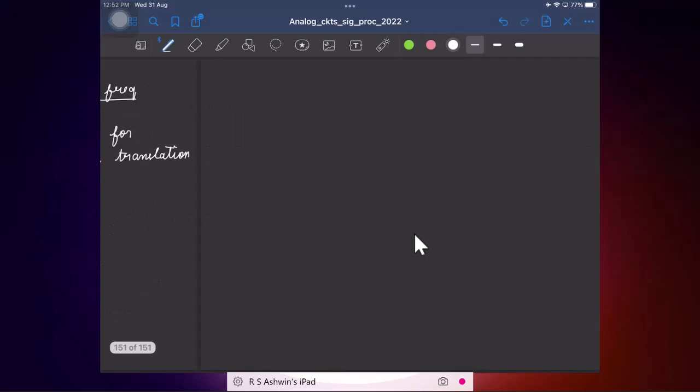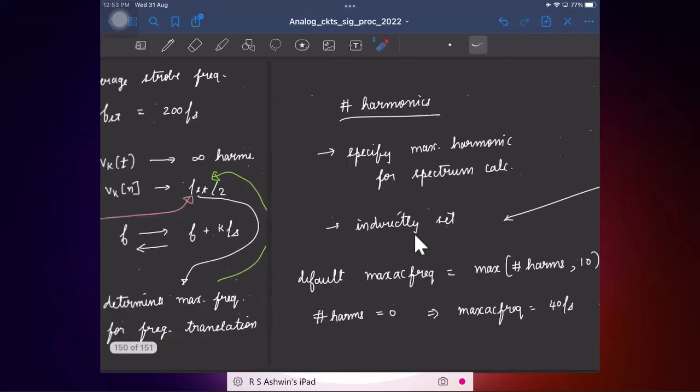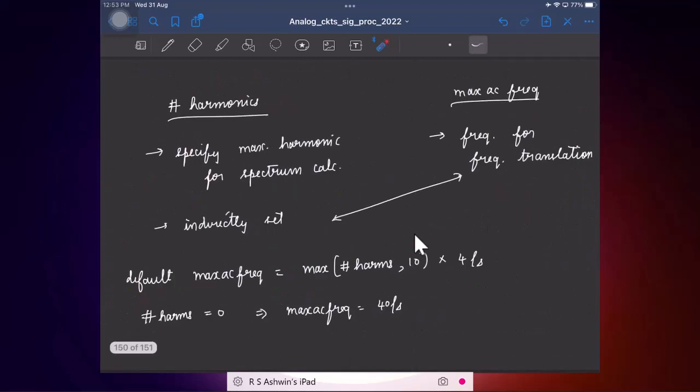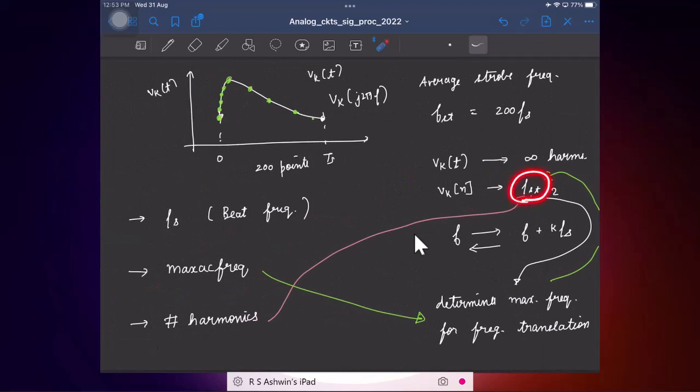And remember, just because you have set the number of harmonics to 0 doesn't mean that the time domain information of the operating point will not be correct, because even if you set the number of harmonics to 0, max AC frequency is set. And the moment max AC frequency is set, even the stroke period is set. So it will find a sufficient number of points and it will give you the time domain information, but you can't see any frequency spectrum. That's all.